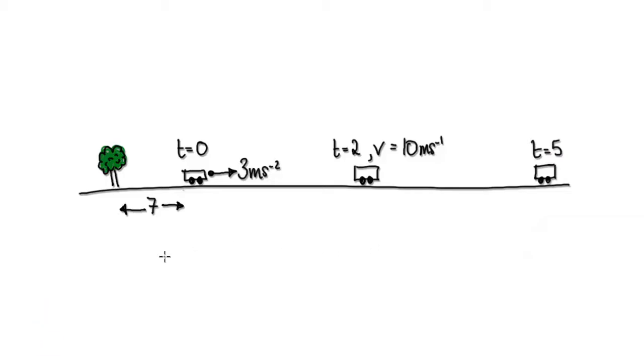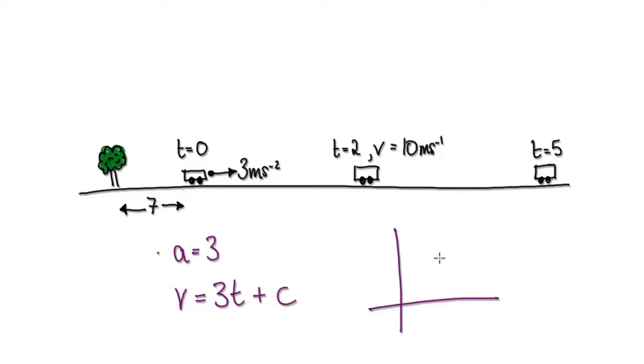Okay, so to do this, the car's acceleration is always 3. So a equals 3, always. That's the acceleration of the car at any time. If you integrate the acceleration, it will give you your velocity. So velocity will be 3t. When you integrate something, you will get a constant. So it's 3t plus c.